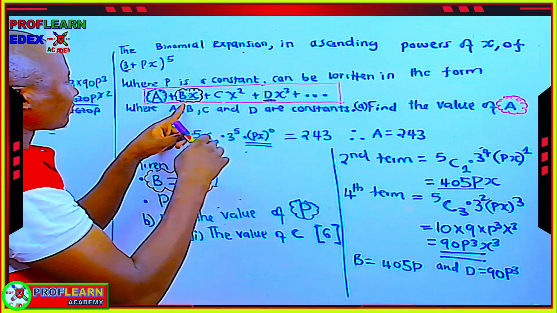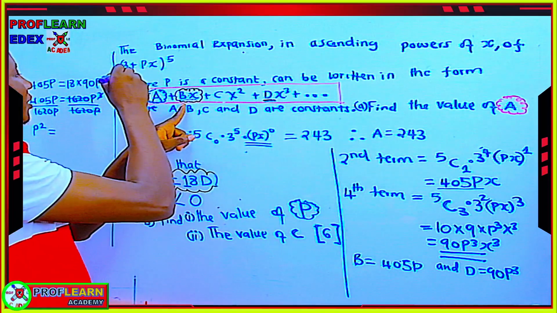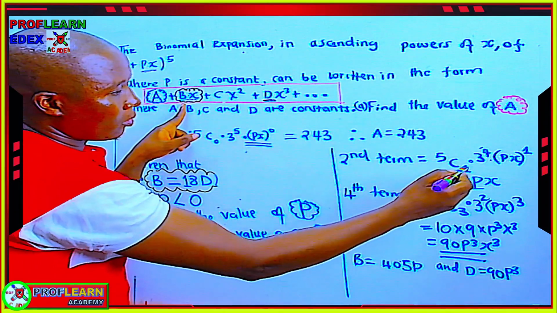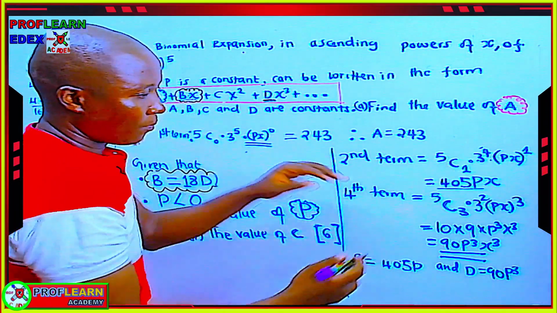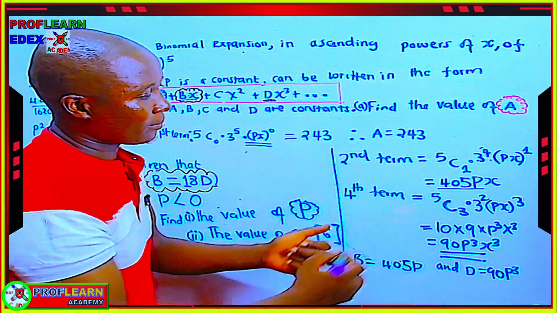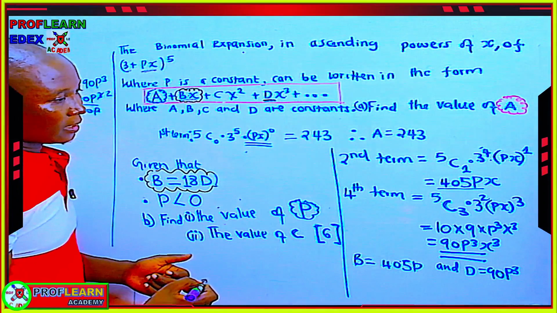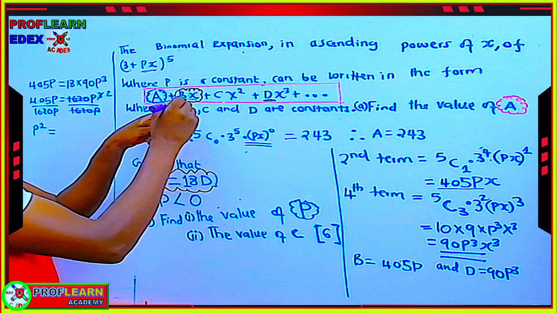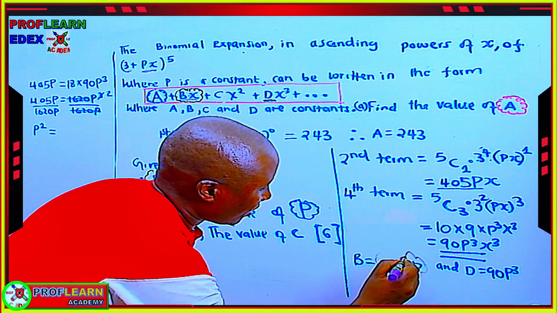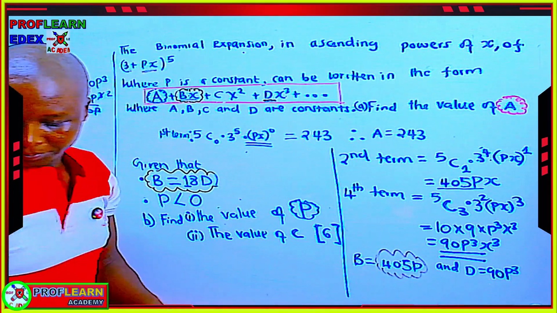Then this first term that we're having here will be raised to power 4, and this one will be raised to power 1 in that case. So if you expand this, you are going to get that the second term is going to be 405px. But B, remember, is the coefficient of x, so our value of B in this case is going to be 405p.